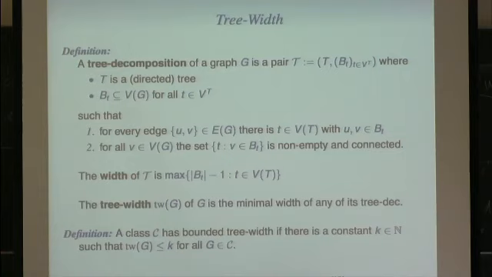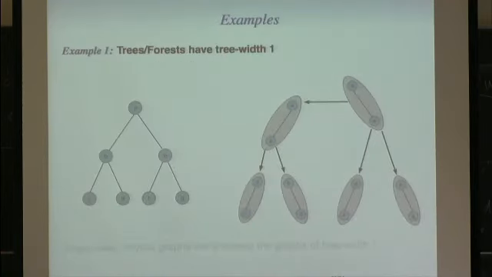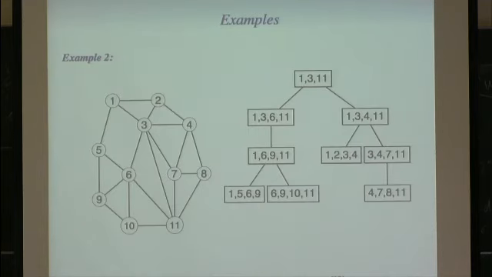So here are a few examples. This is the simplest example, where the name comes from. Trees, or more generally forests, have tree width 1, and the tree decomposition is just: you take every edge into one bag and then arrange these edges as they are arranged in the tree. And you can show actually that acyclic graphs are precisely those graphs with tree width 1, which you can arrange in this way. So here's a more interesting example.